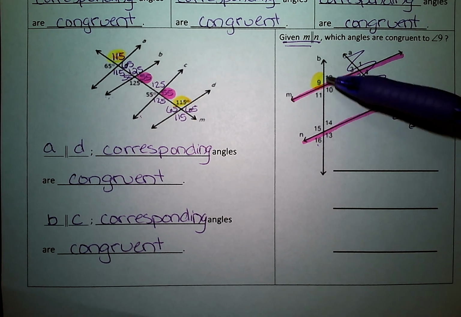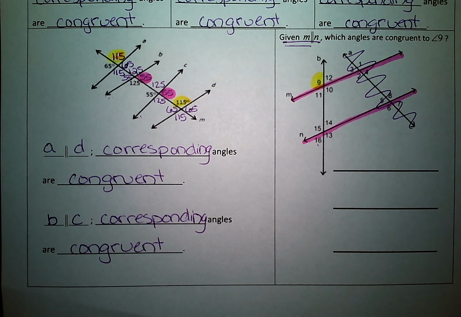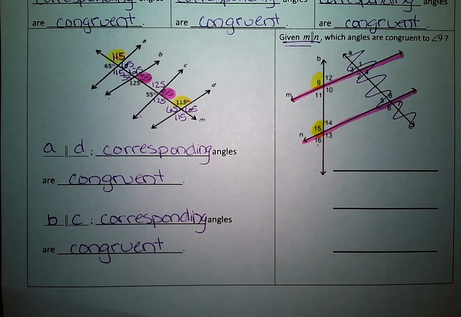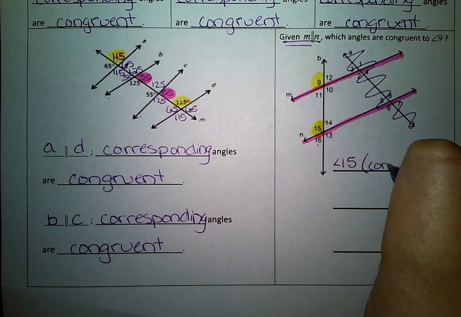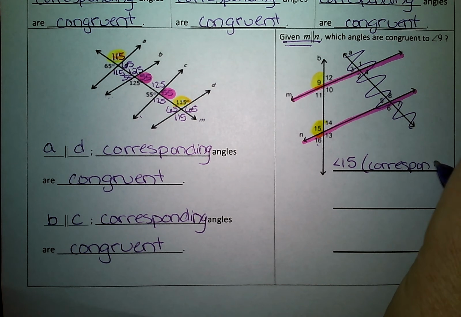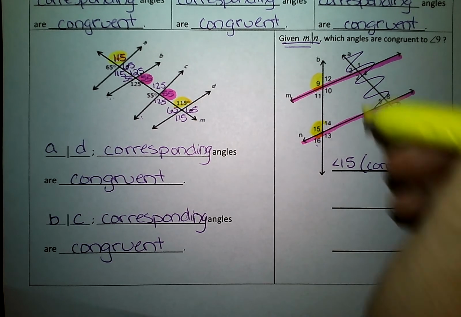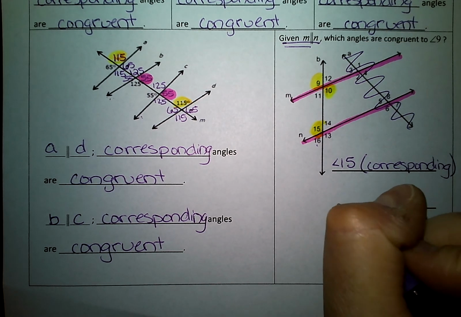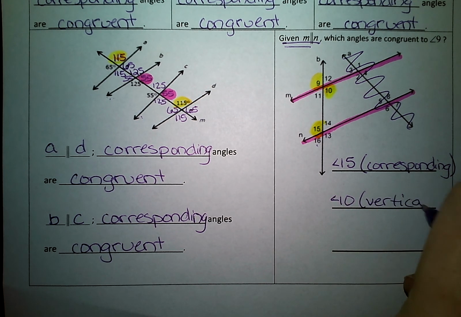Now I can work down transversal B to find the angles that are congruent to angle 9. I'm going to start with my favorite, the corresponding angle pair. Angle 15, and those are corresponding. I could also use angle 10. That's a vertical angle to angle 9. And vertical angles are also congruent.